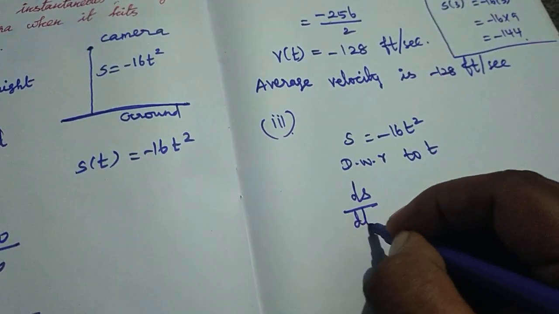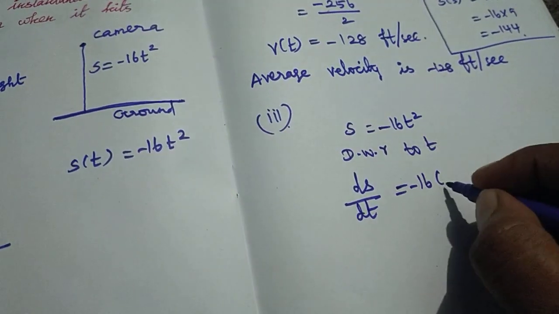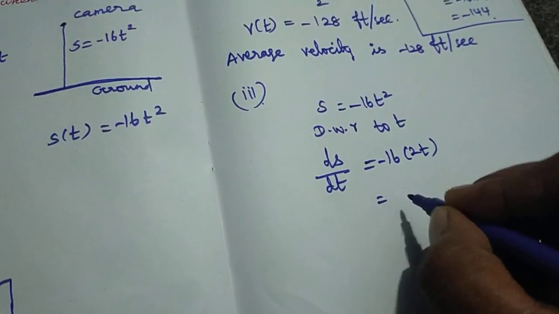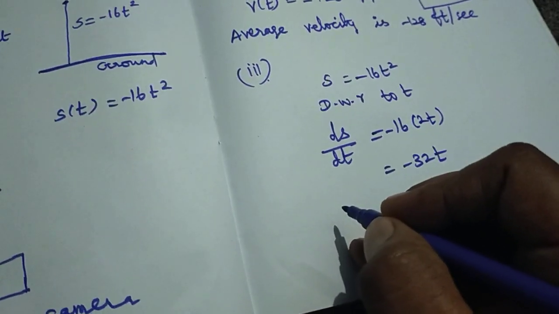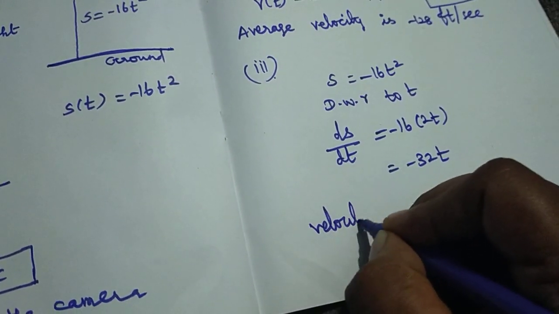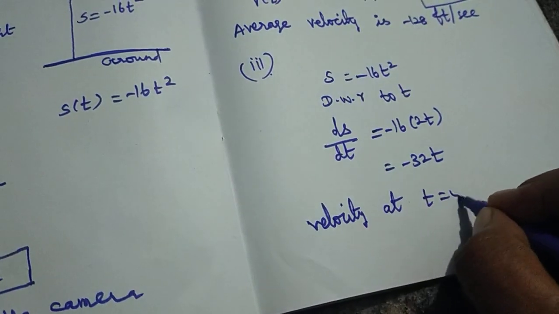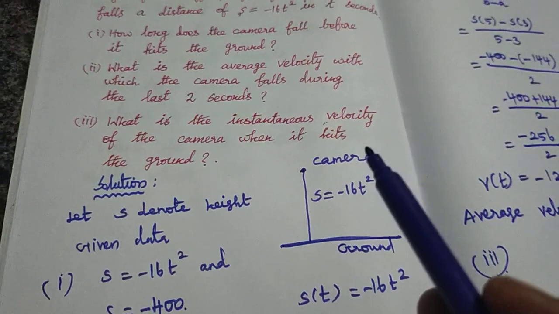ds/dt = -16 times 2t. The differentiation of t² is 2t. So -32t. This is the velocity. Velocity at t = 5, because the camera hits the ground.